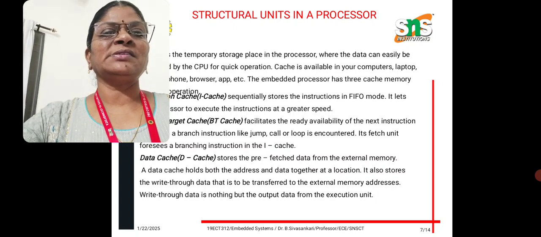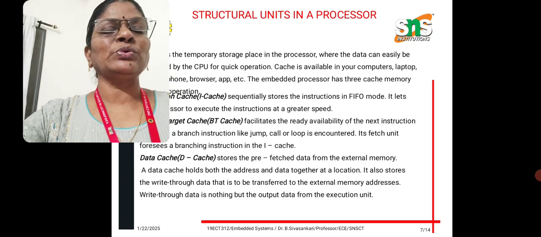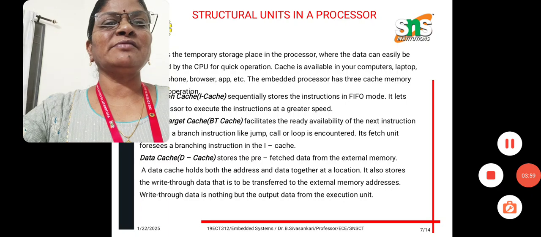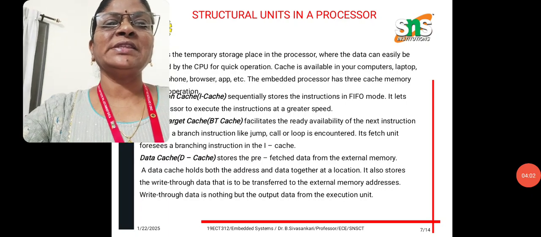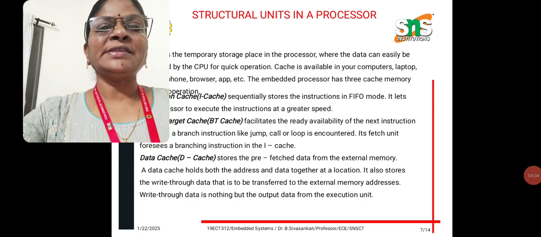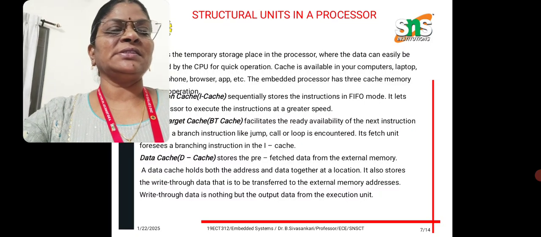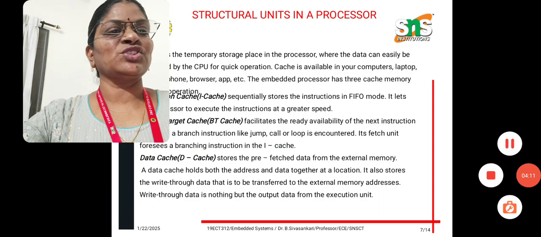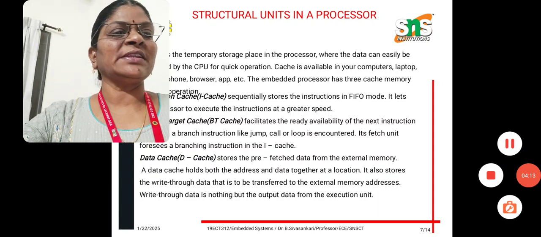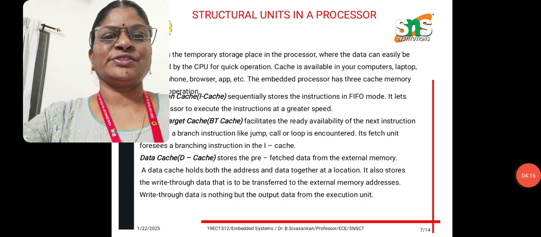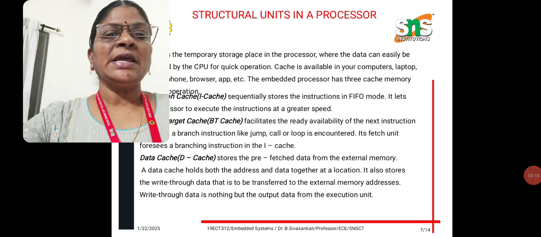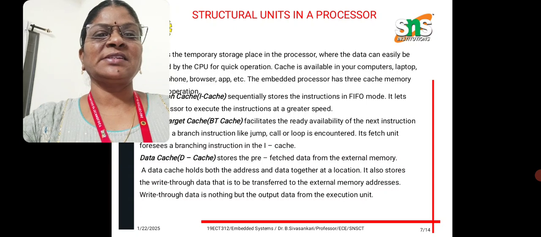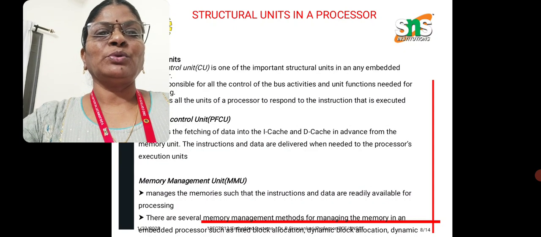I-cache memory sequentially stores the instructions in FIFO mode, that is first in first out mode; that is your instruction cache memory. Next, BT is branch transfer cache memory, which facilitates the ready availability of the next instruction. And the last one is D-cache memory, which stores the prefetched data from the external memory. So these are all about the cache memories.